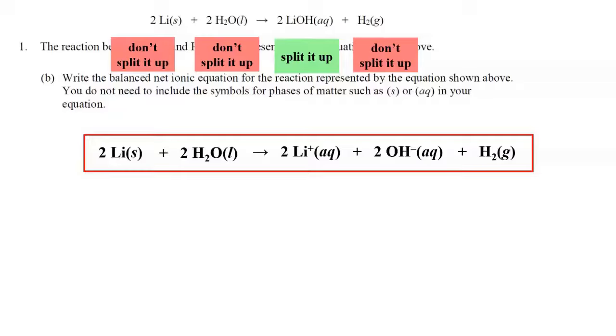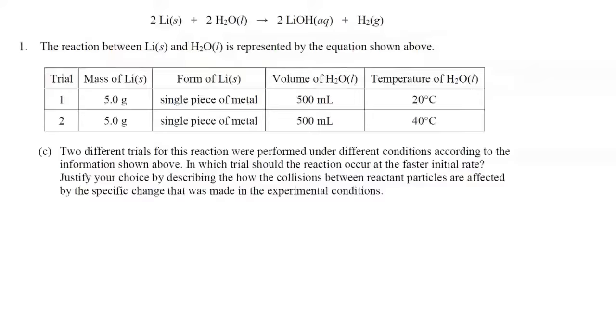All right, moving on to part C, now we get a question that relates to Unit 5, kinetics. Part C says 2 different trials for this reaction were performed under different conditions according to the information shown above. So as you can see in the table, in trials 1 and 2, it's the same mass of lithium, the same form of solid lithium, the same volume of liquid water, but trial 2 carries out the reaction at a higher temperature. In which trial should the reaction occur at the faster initial rate?